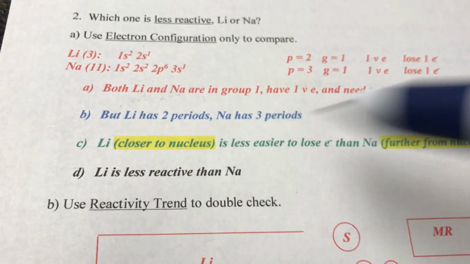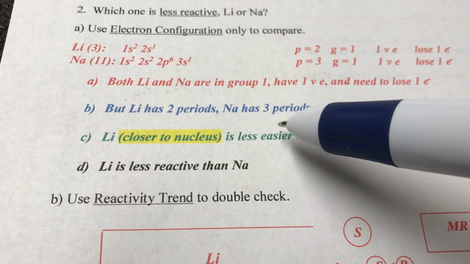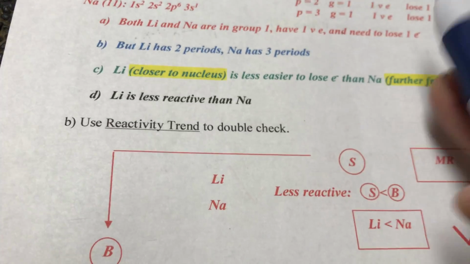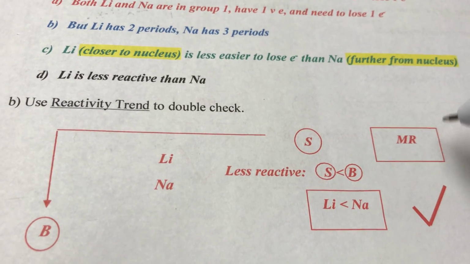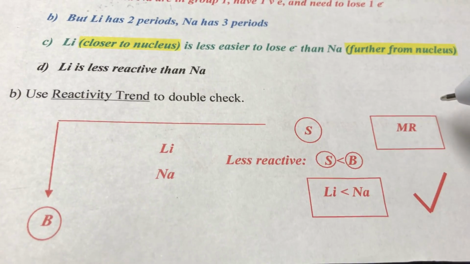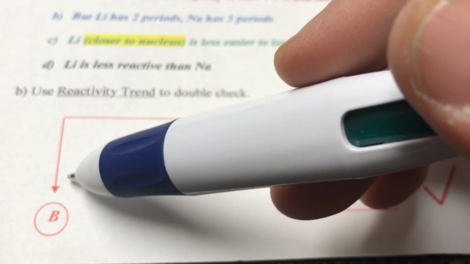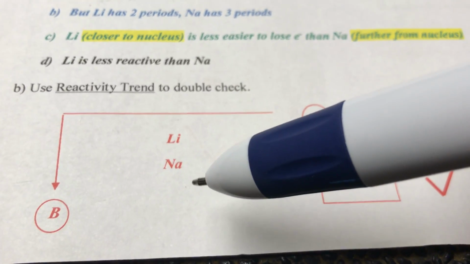So then we can change the sentence to be Li is less reactive than Na. We use less easier, less reactive. So Li is less easier than Na. Now we're going to use the trend to double check. Now first of all, this is metal reactivity, right? Metal reactivity, and metal are on the left hand side. So we draw the trend, the big side on the left, arrow on the left, small on the right. We arrange them, Li is on the top and Na.